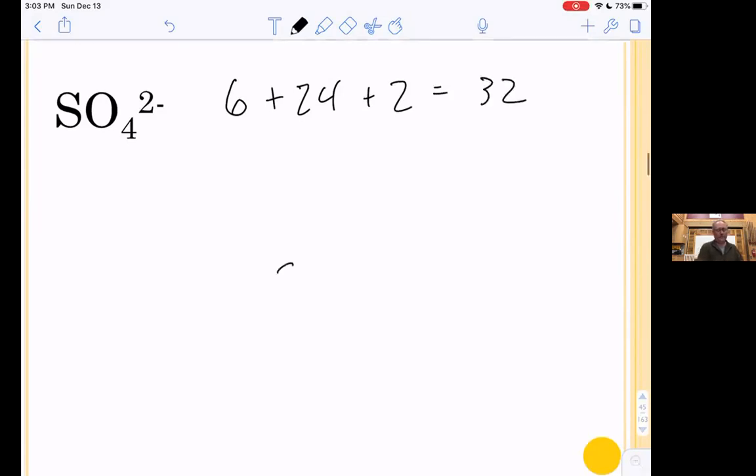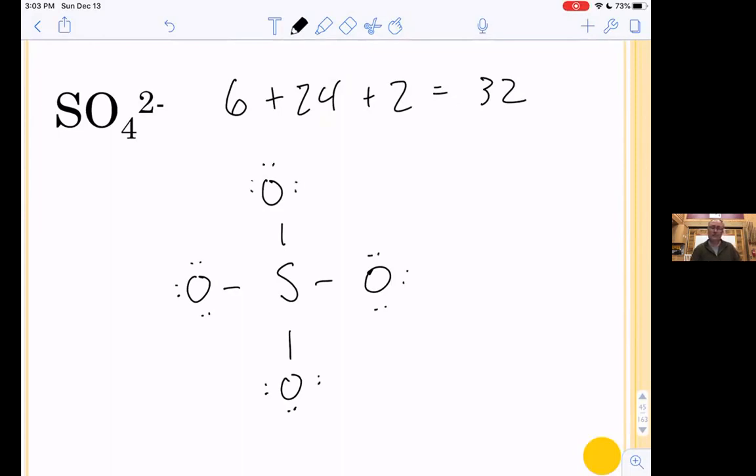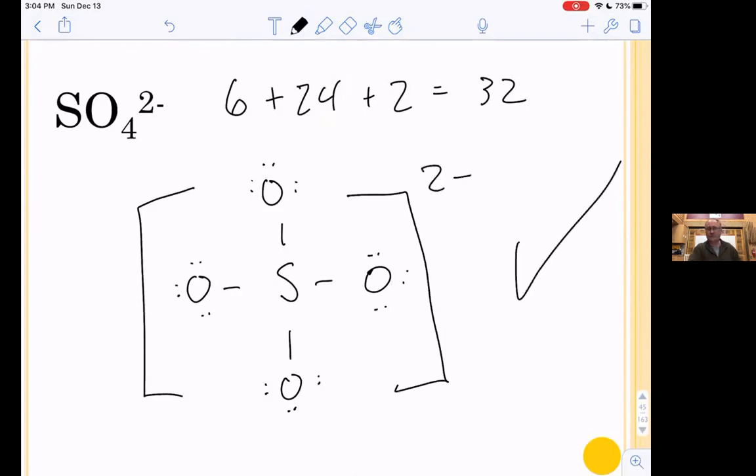I'm going to put a sulfur in the center, oxygens around the outside, and then I'm going to give everything 8 dots. If I count, I will have 4 times 8, there's 8 on every outside part, is 32. It's finished. What do I need to make sure I add? Brackets and charge. And that is the correct structure.